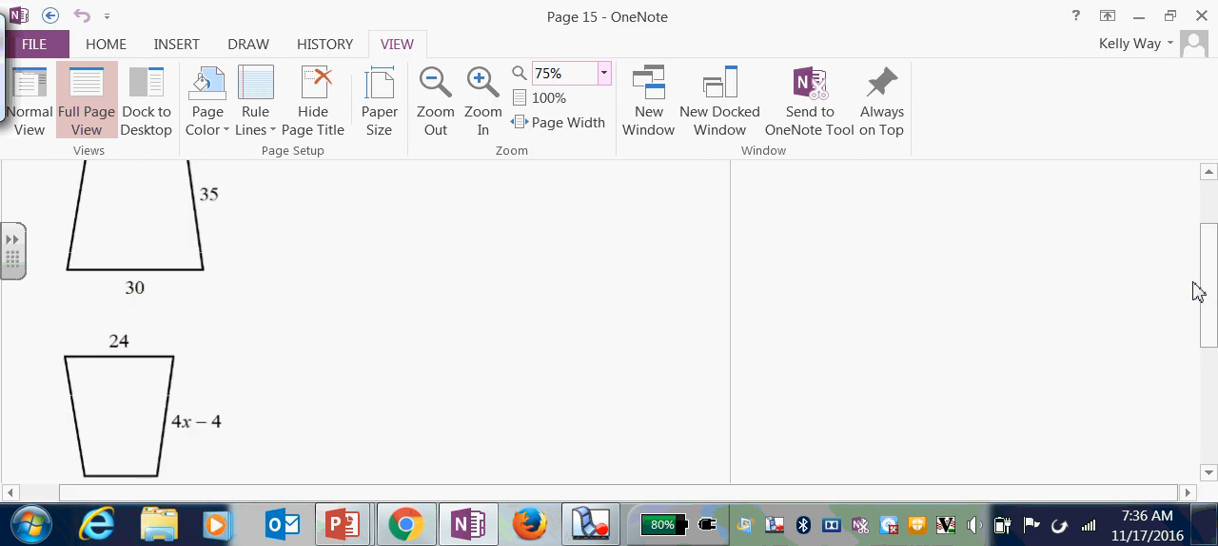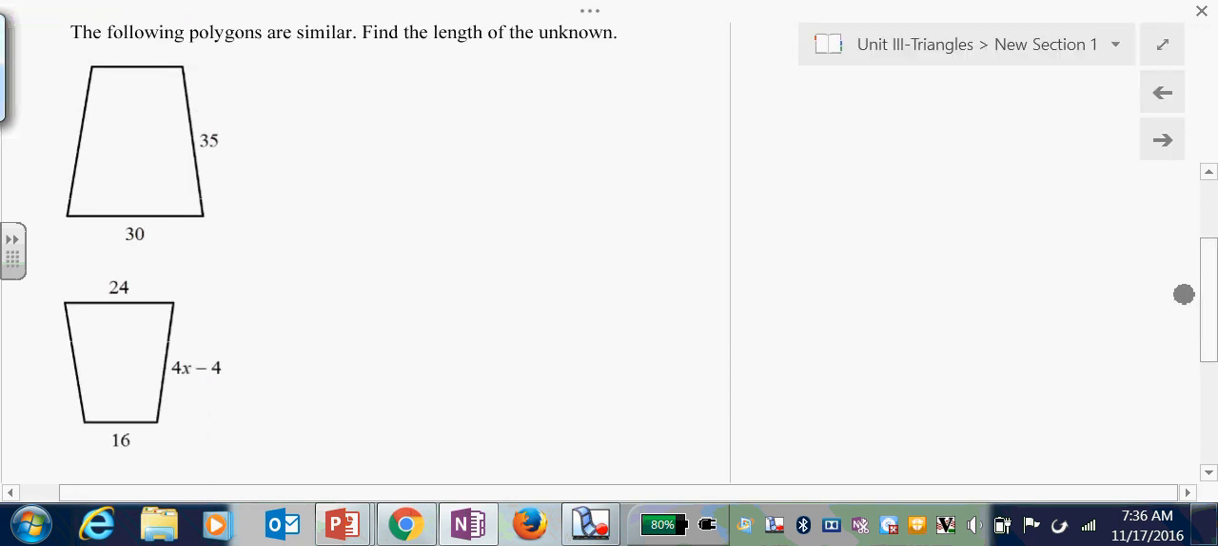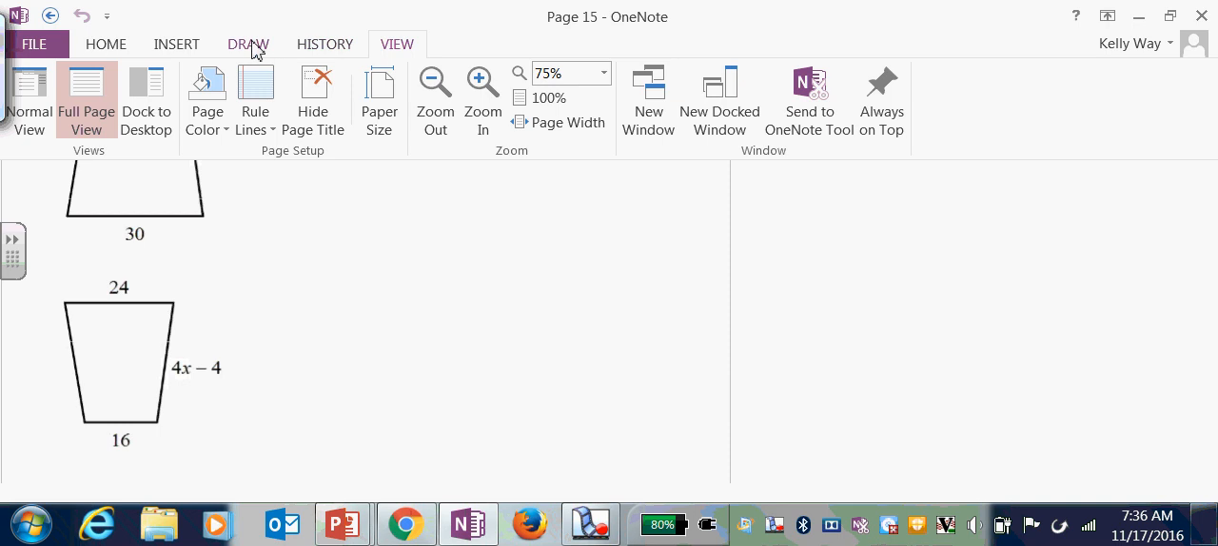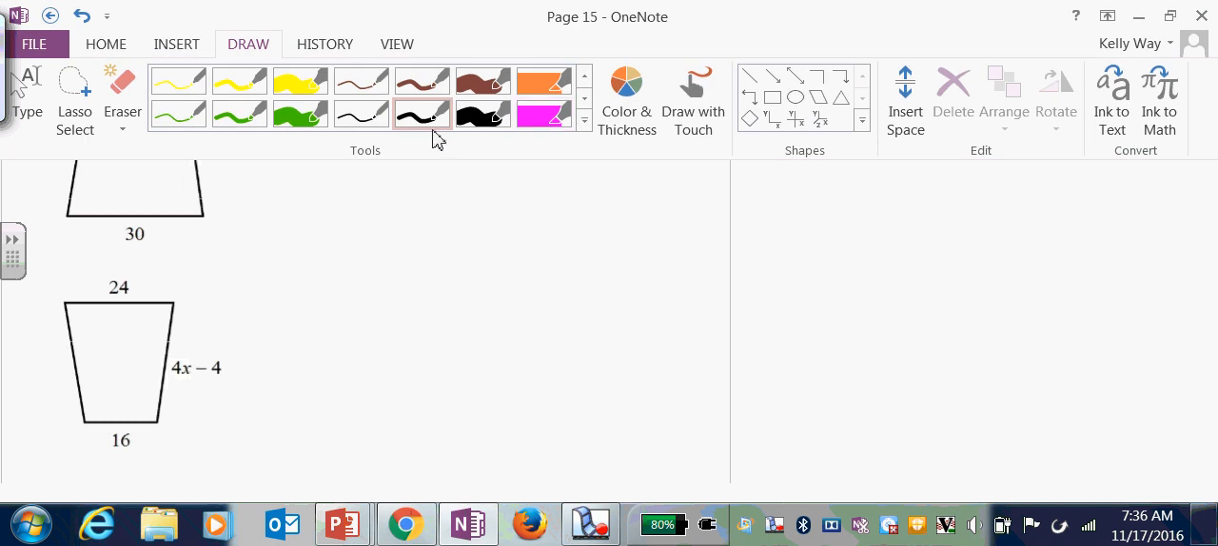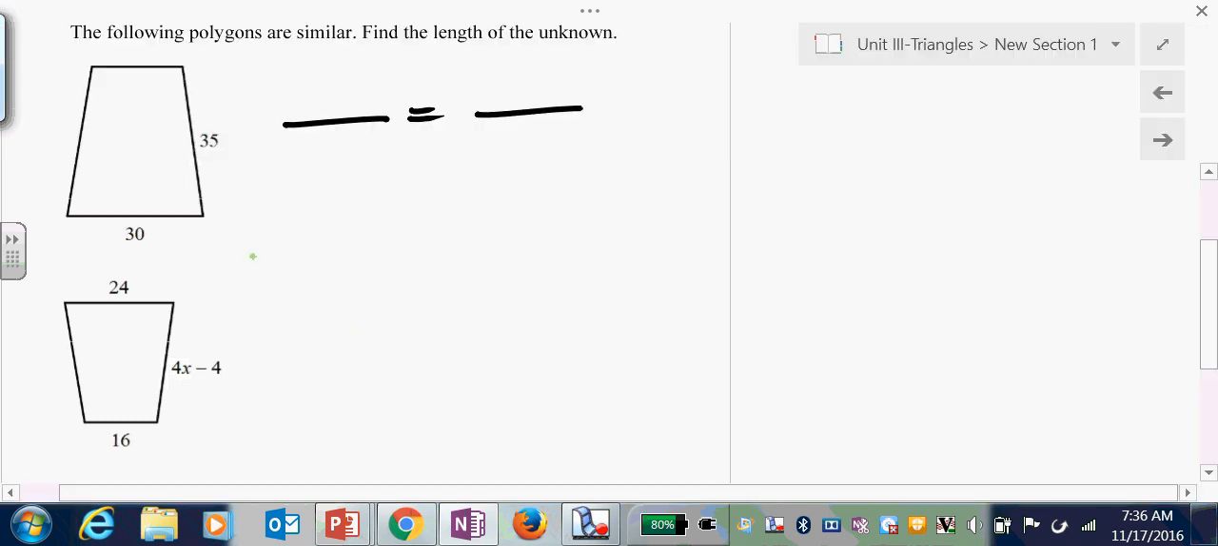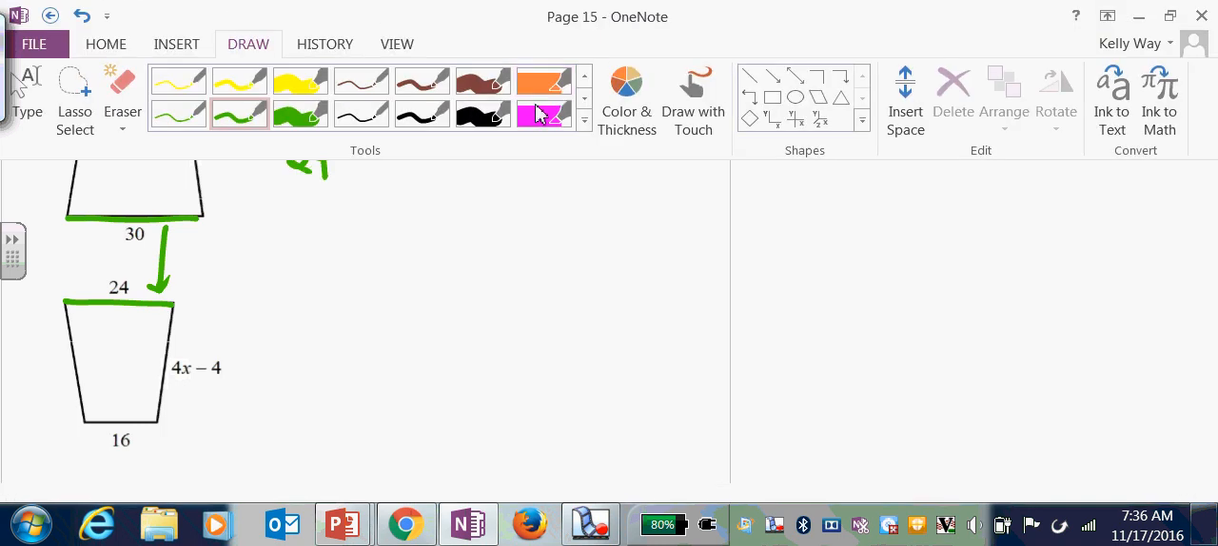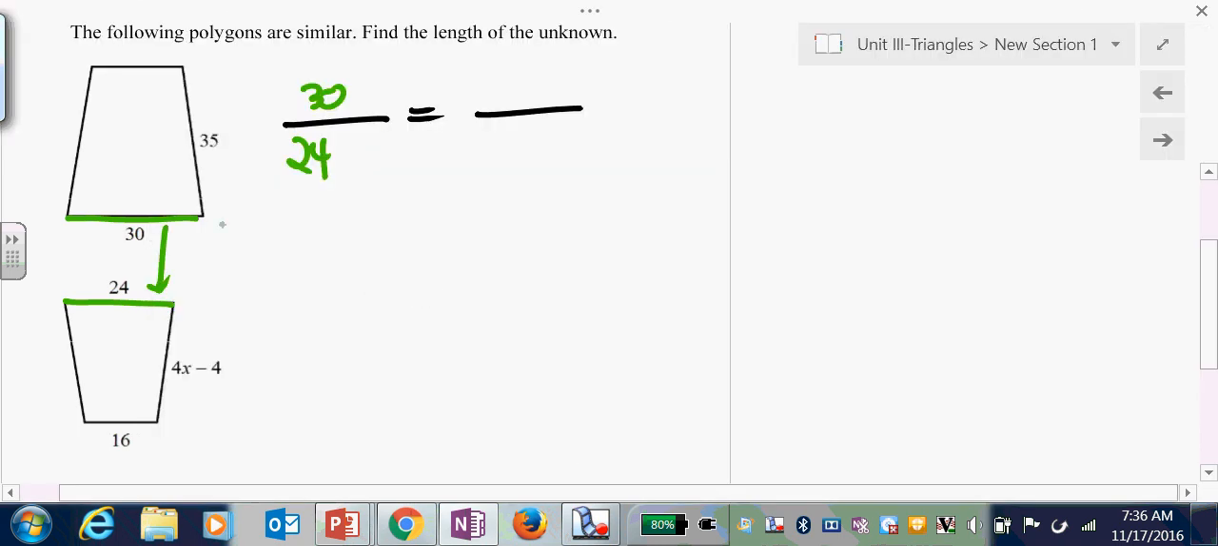Welcome back. Let's see how you did. You're supposed to find the unknown, knowing they are similar. And if they are similar, then you are going to be able to do proportions. And it's all about matching and mirroring. Match and mirror. So I'm going to go right here, short side to short side. I'm going to go top to bottom. And I'm going to go long side to long side, top to bottom.